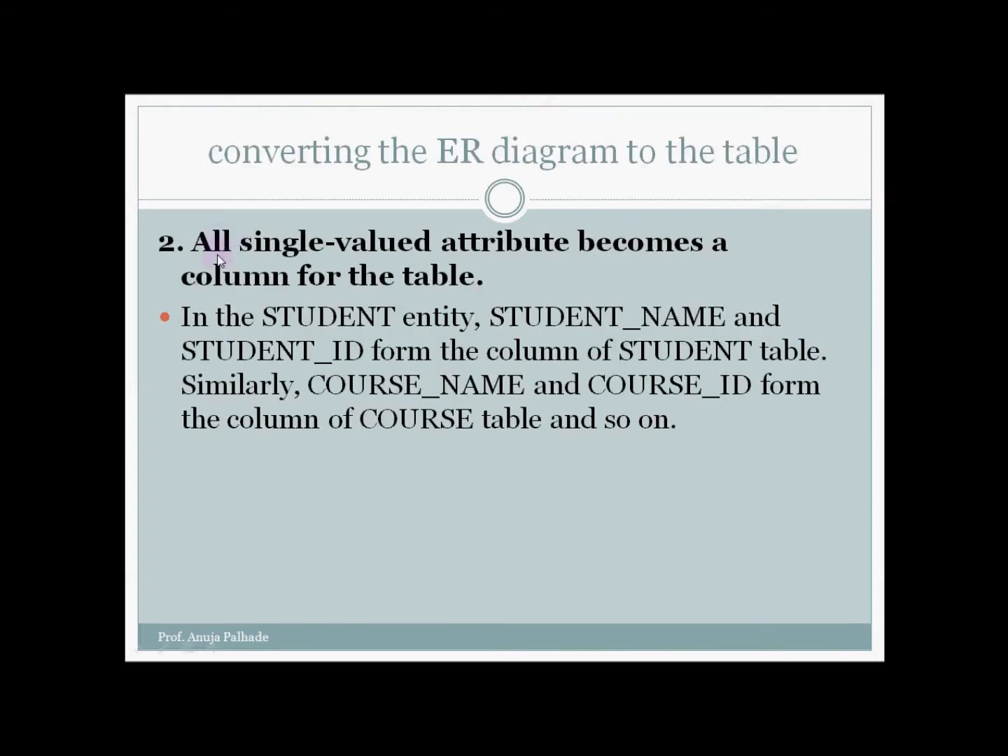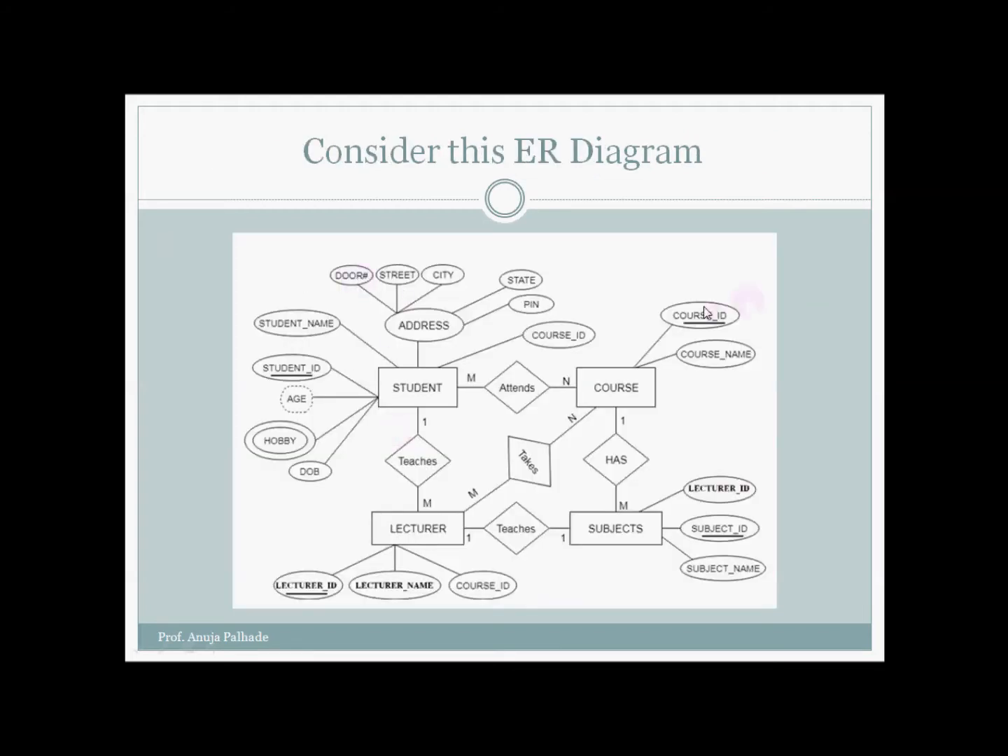The second point is that all single valued attributes become columns of the table. So these are the columns of the student table. Similarly for course, course name and course ID are the columns of the course table, and so on. You can see here these are the single valued attributes. For student, student name, student ID, and date of birth are single valued attributes and they become the columns of the student table. Similarly for course, course name and course ID become the columns of the course table.